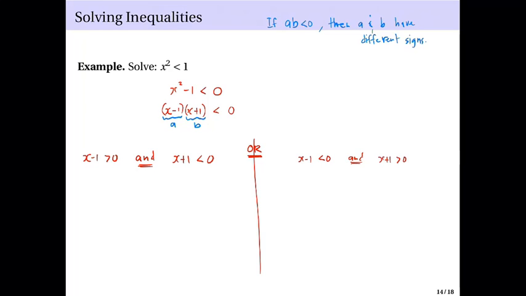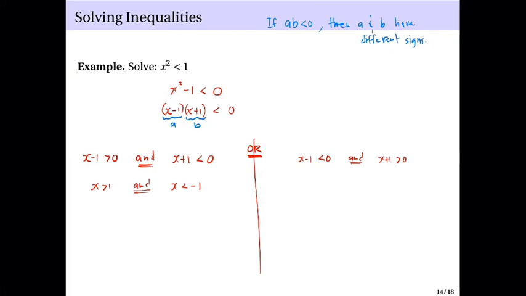Let's work on this part first. x minus 1 greater than 0, it means x greater than 1. And then we have here and. Take note of the word and. You always write that. And in here, x plus 1 less than 0, it means x less than negative 1. But look at this. You want something that is greater than 1 and also less than negative 1. Is that possible?